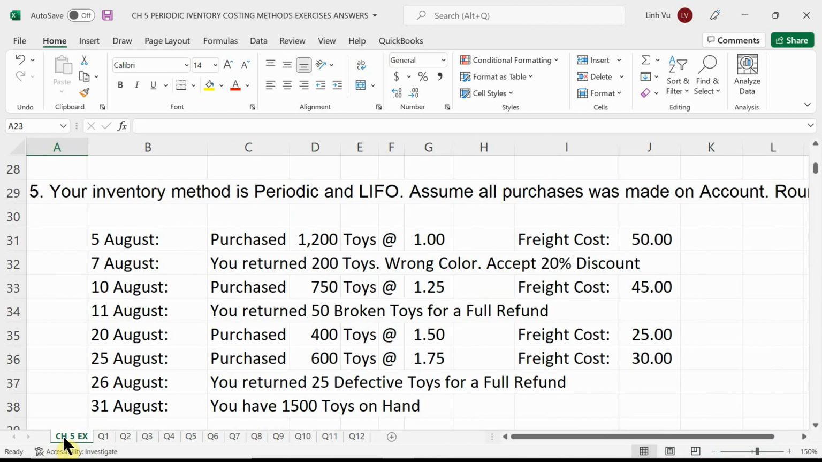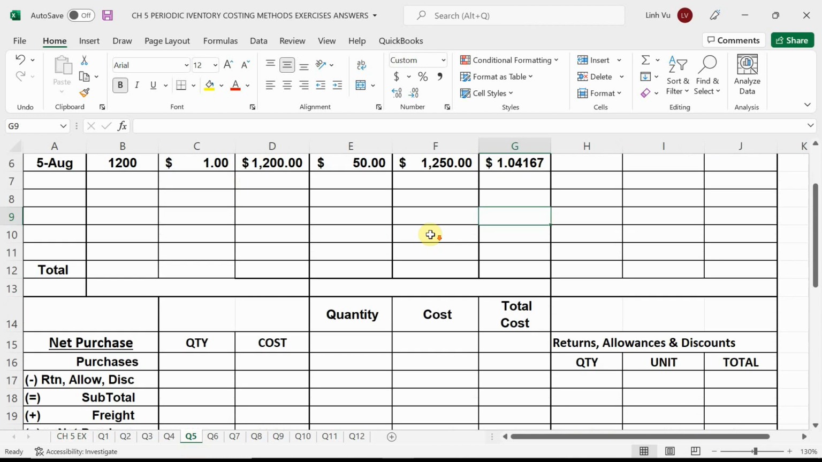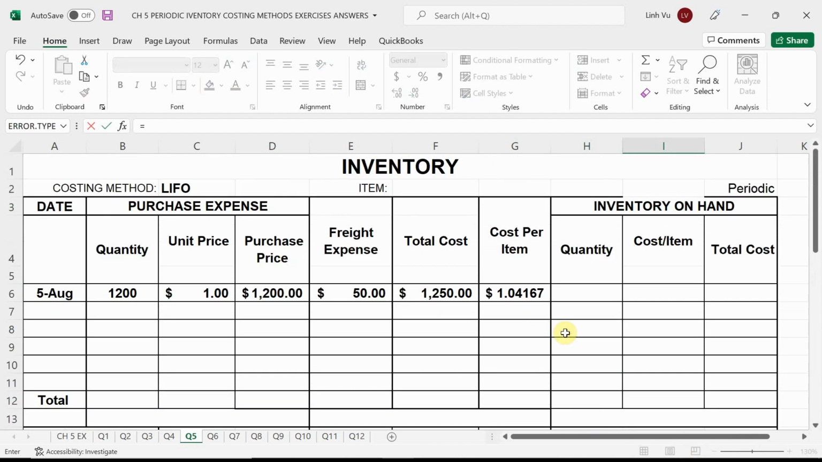August 7, we end up returning 200 toys. They were the wrong color, but we were willing to accept a 20% refund, or in this case a discount. All right, so I need to solve for this. Now I only have one batch of inventory. Am I returning any items? No. However, how much did it cost me per item? It cost me $1, right?